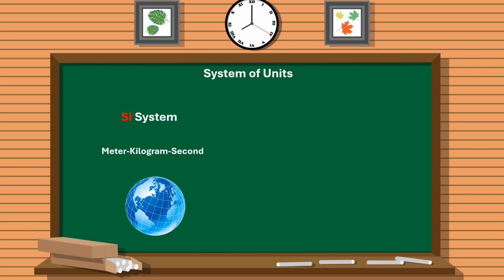Did you know there's more than one system of units? Engineers and scientists around the world follow the International System of Units, SI. In this system, we measure length by meters, m. Mass by kilograms, kg. Time by seconds, s. This system is used by engineers worldwide, making calculations easier and standardized.